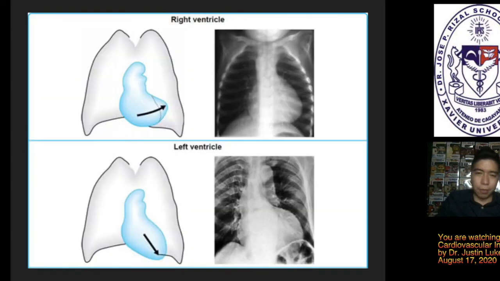So those are the signs of chamber enlargement. Now, if you've noticed that I didn't discuss right atrial enlargement, typically there are no obvious radiographic signs of right atrial enlargement, but as a general rule, if your right ventricle is enlarged, most often the right atrium will also be enlarged.